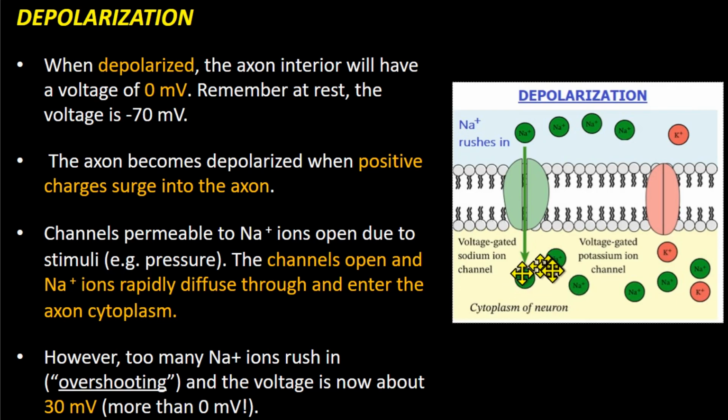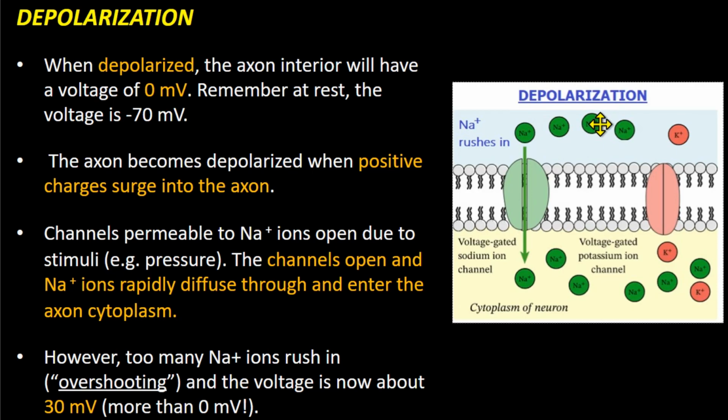So how can we have no charges? How can we turn a negative charge into no charge? Well, we need to bring in positive charges. So the axon becomes depolarized when these positive charges surge into the axon. These positive charges are sodium ions. So how does that happen?